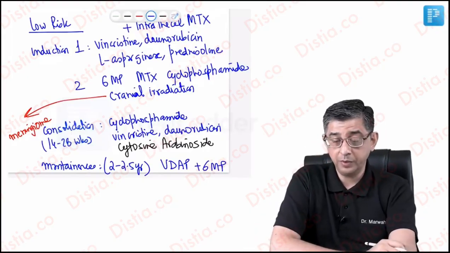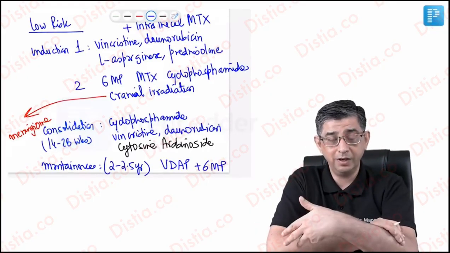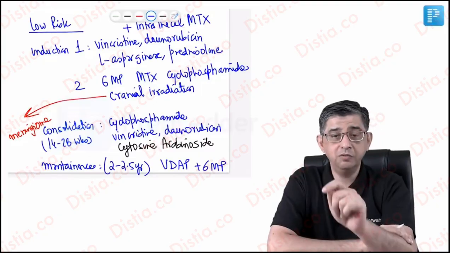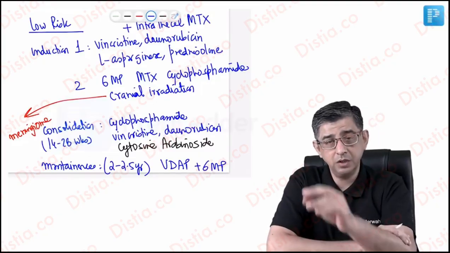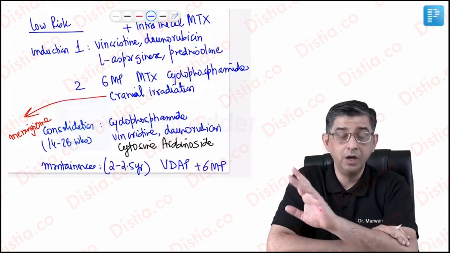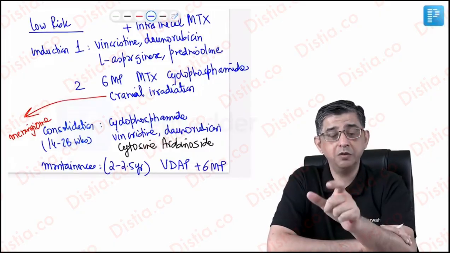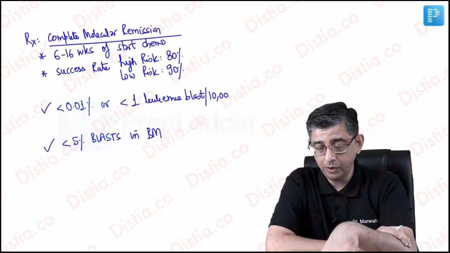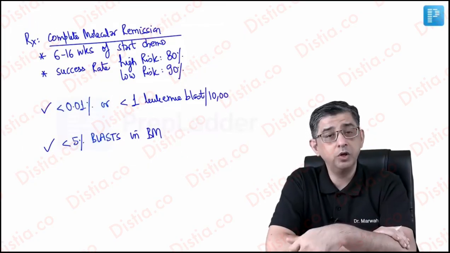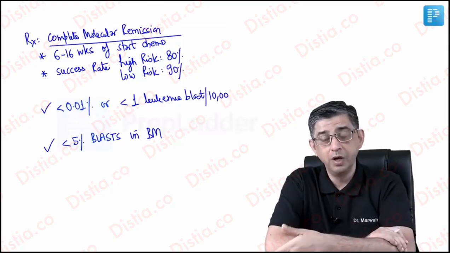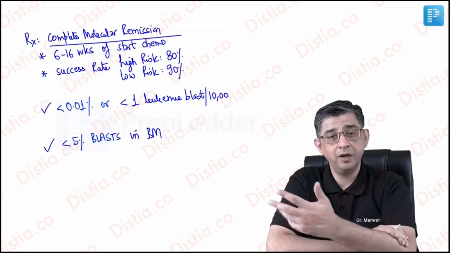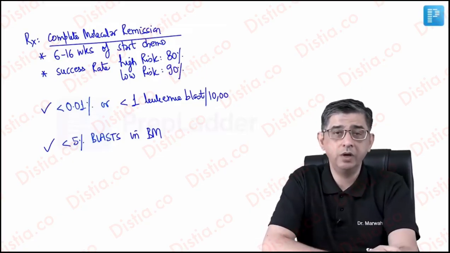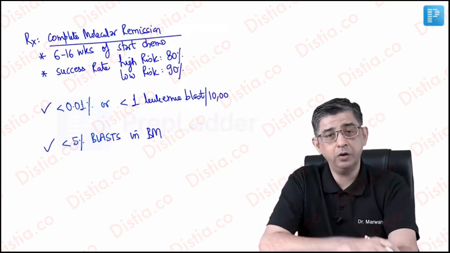And if the person is not responding to this, if I say what is the definition of relapse, a relapse would be defined as more than 5% of leukemia cells in the bone marrow on light microscopy. Why that cutoff of 5 is important for you to remember is because I just told you complete molecular remission. One of the definitions I told you was less than 5 blasts in the bone marrow. If it is more than 5, then you would call it a relapse. So these are the technical aspects that I would like you to remember for this particular topic.